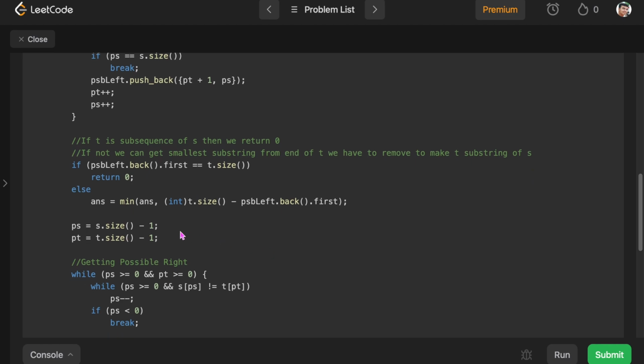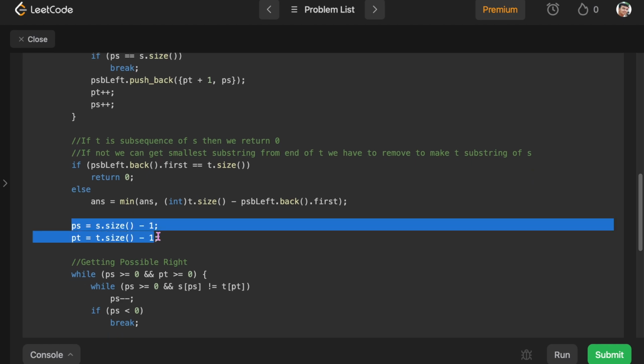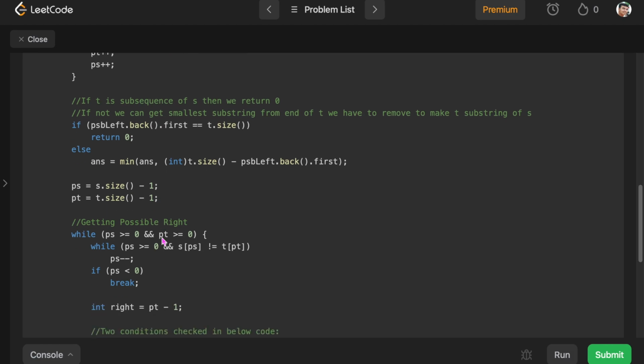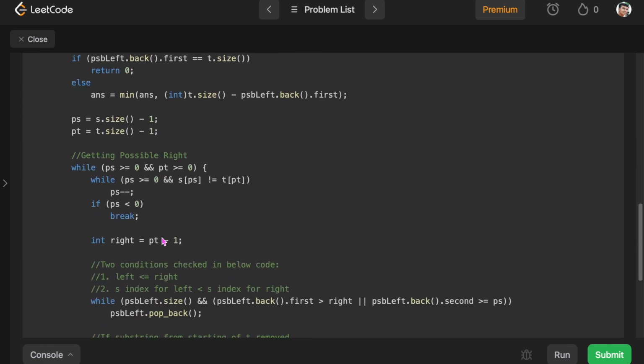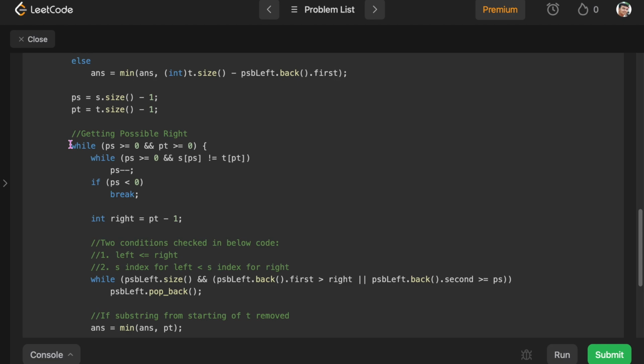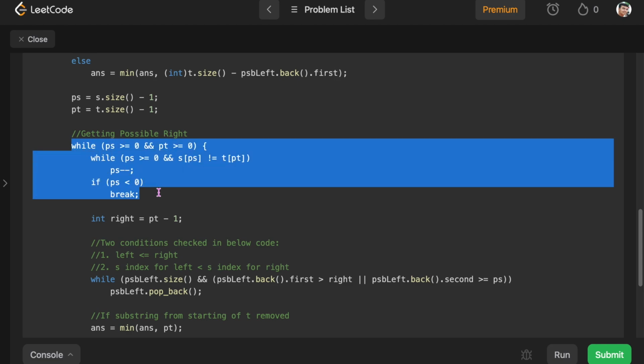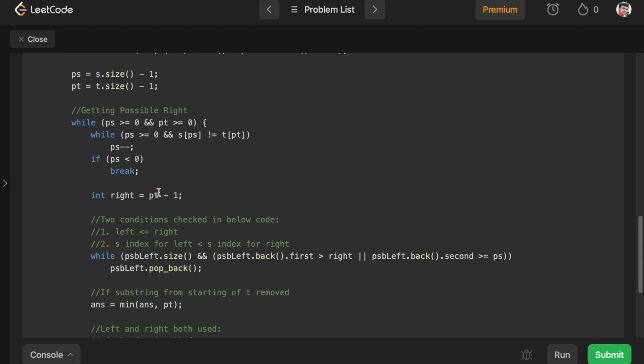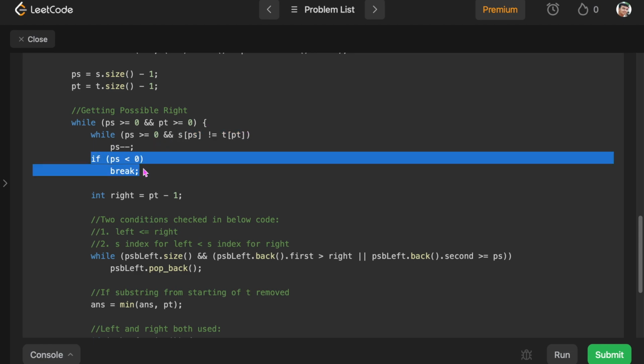Now we again initialize ps as s.size() and pt as t.size() minus 1. Why? Because now we will generate possible rights. The upper part of it is very similar to what we did in generating lefts, just that in left we were incrementing, in rights we are decrementing because we are starting from the end. So the same thing, decrementing ps until s of ps becomes equal to pt. If we go index out of bound, we will not get a right, then we break.